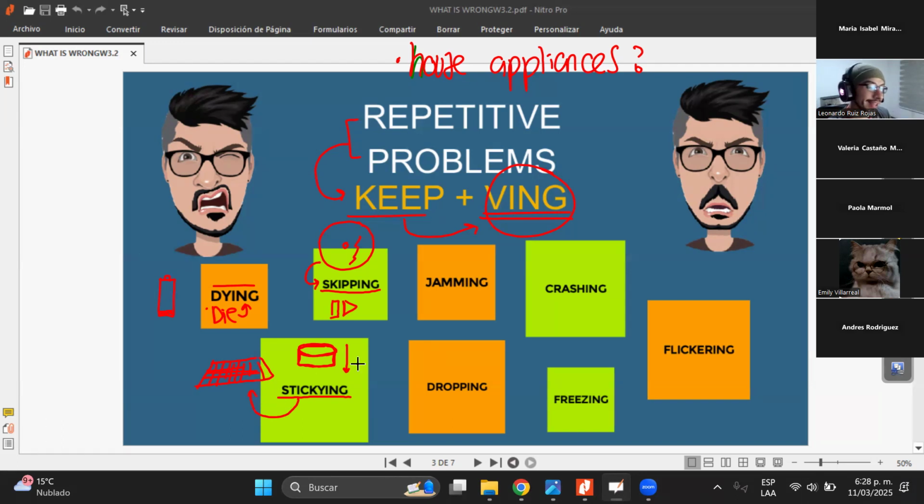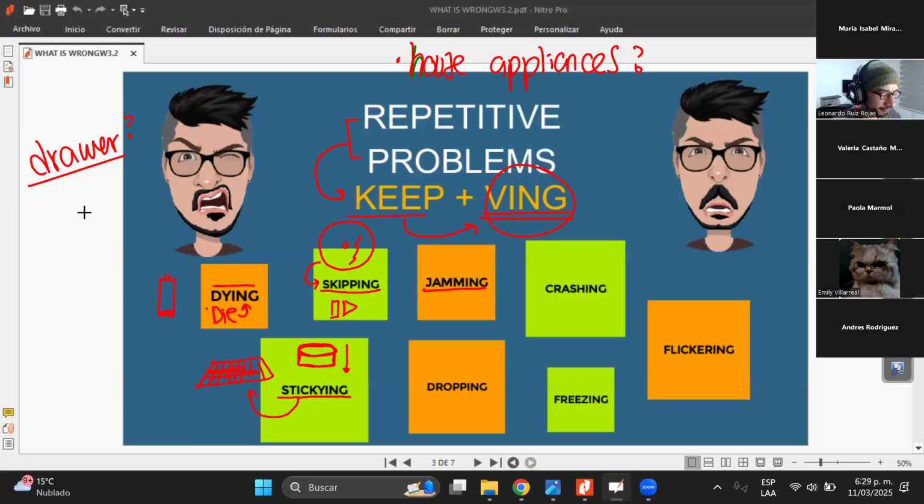Ready? Bueno, we have another one which is jamming. It's kind of similar to sticking, but with mechanical things, with bigger things. Like, for example, a drawer. Guys, what is the meaning of a drawer? Drawer, what's that? Tablero. Not really.